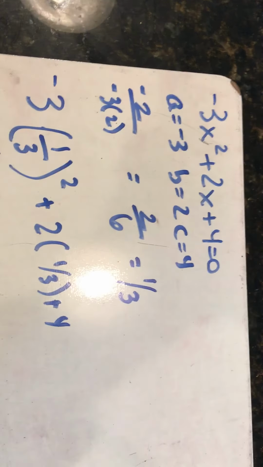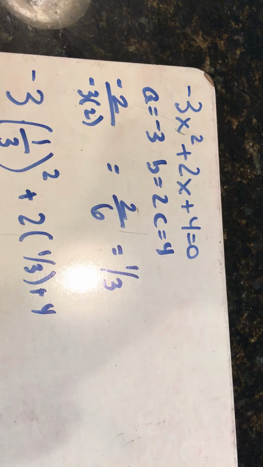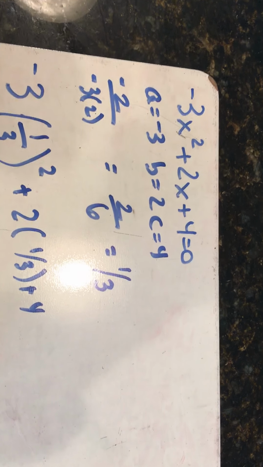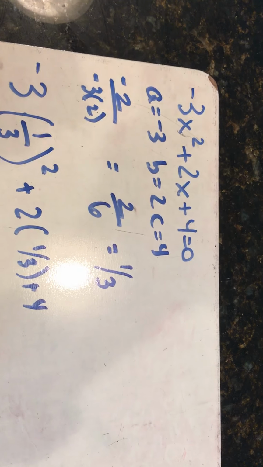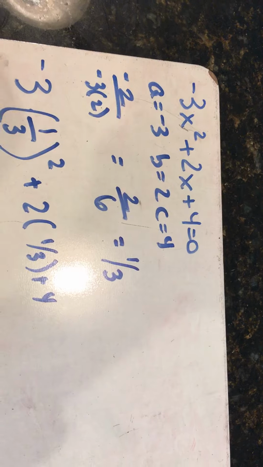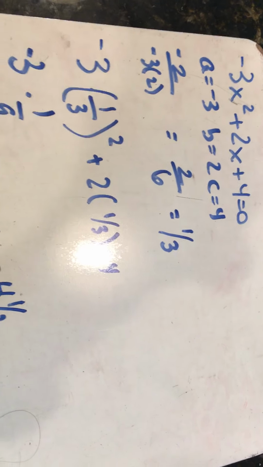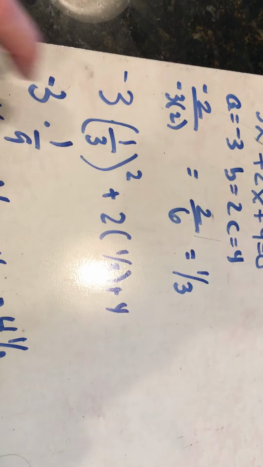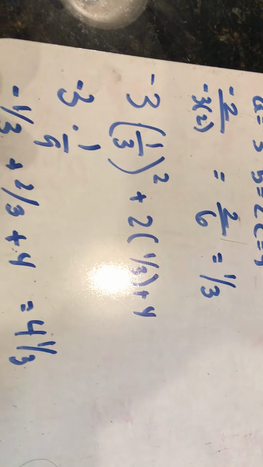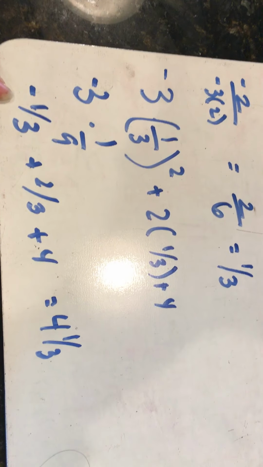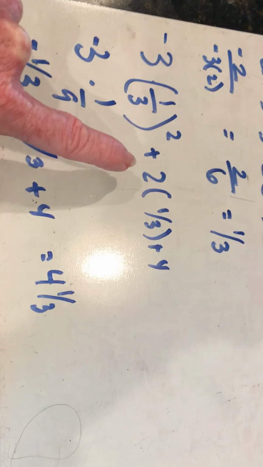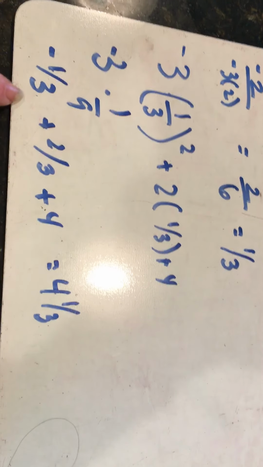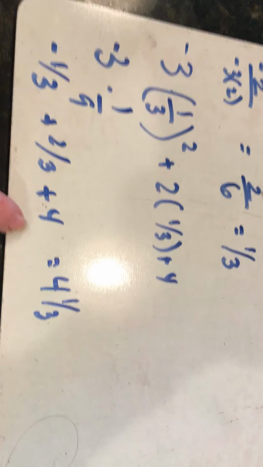A was -3, B is 2, C is 4. The opposite of B, -2, divided by 2 times your A term, -3 times 2, gives me 1/3. I think with this one it's easier to leave them as fractions. I know you hate fractions, but we are taking -3 times 1/9, which will give me -3/9, which is the same thing as -1/3, plus 2 times a third, which is 2/3, plus 4. When I add these two things together, I get 1/3, plus 4 gives me 4 1/3.